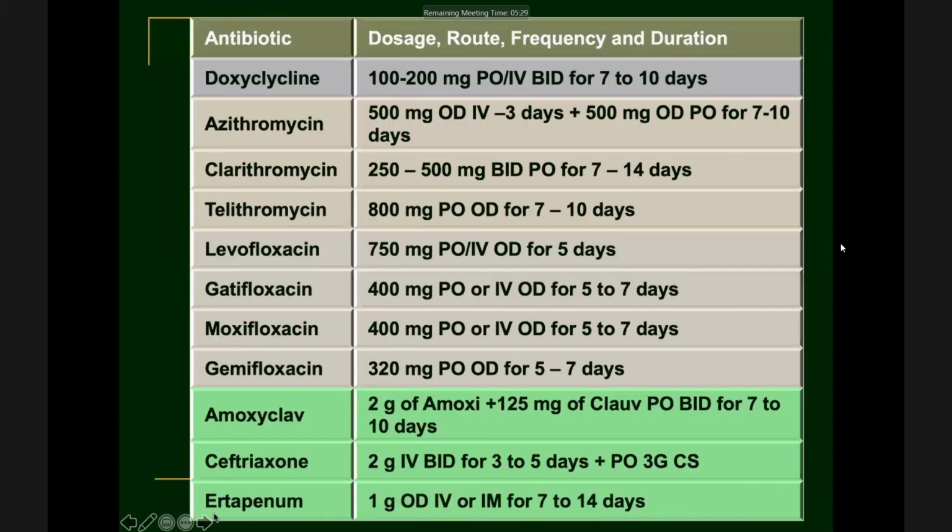Okay, so these are the doses that you can use for the treatment. Doxycycline 100 to 200 milligram, azithromycin 500 milligram OD, levofloxacin 750 milligram, and moxifloxacin 400 milligram IV or oral OD for 5 to 7 days. Amoxicillin 2 gram with 125 milligram clavulanic acid BD for 7 to 10 days, or amoxicillin 500 milligram plus 125 clavulanic acid thrice daily, or ceftriaxone 2 gram IV BD. So these are the doses that you can use.